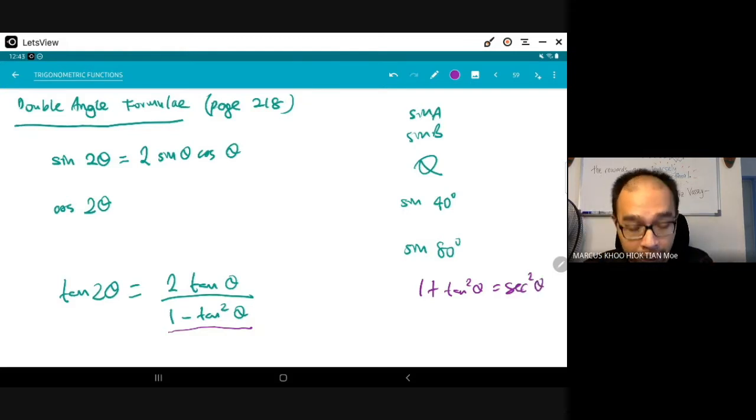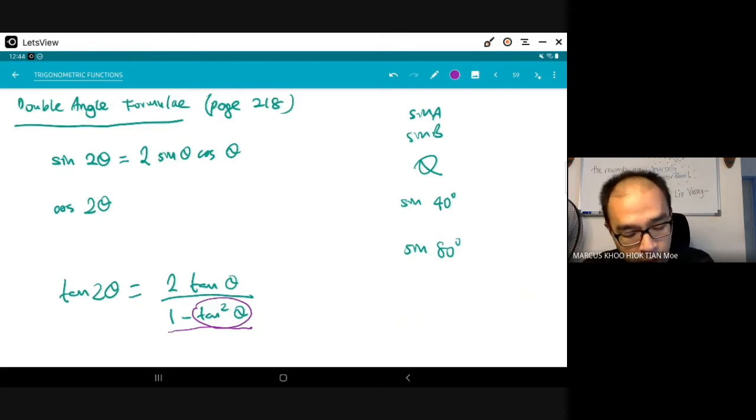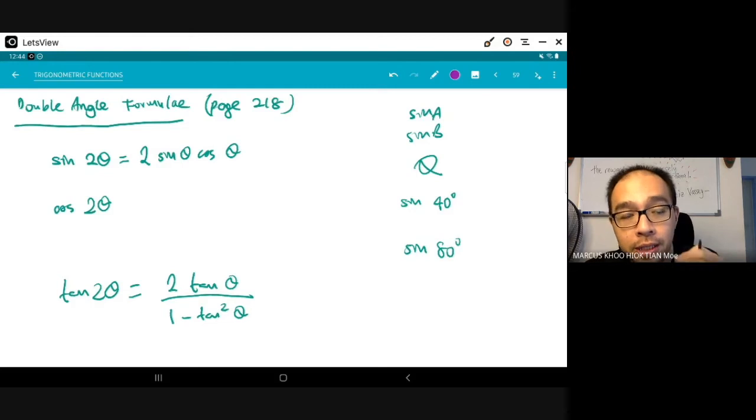So I can actually substitute the tangent squared theta in here. I'll get 1 minus, I'll get secant squared theta minus 1, to be put in here. This may help us when we are proving identities and solving equations. All those things come into place much later. But just take note that this tangent squared theta exists in the tangent 2 theta double angle formula.